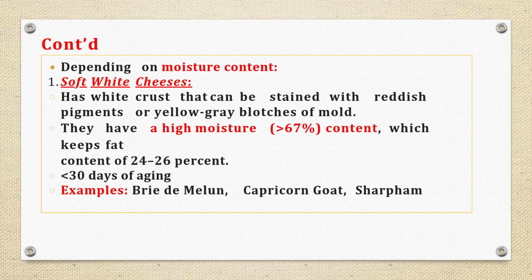We can also classify cheeses based on their moisture content. Let's start with soft white cheeses. These cheeses have a white crust that can sometimes be stained with reddish pigments or yellow-gray blotches of mold. They have a high moisture content, greater than 67%, which results in a fat content of about 24 to 26%. They are aged for less than 30 days. Examples include Brie de Melun, Capricorn Goat, and Charpam.